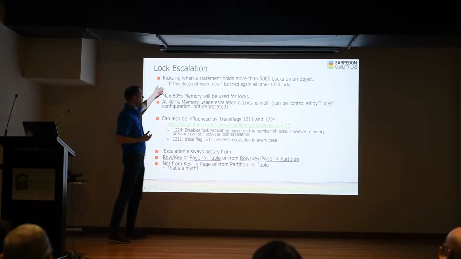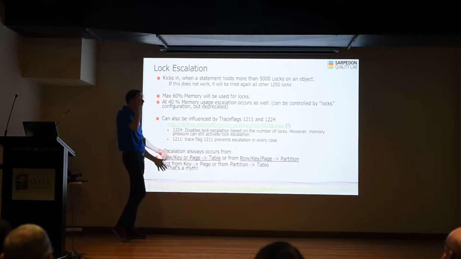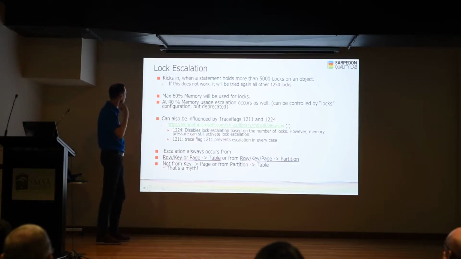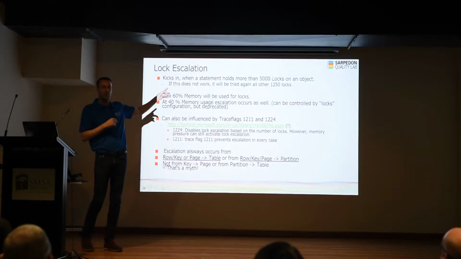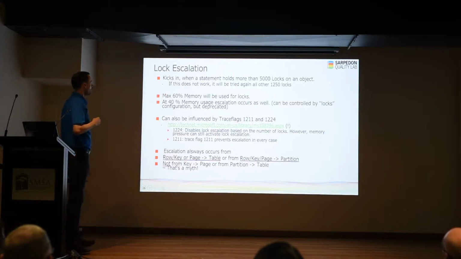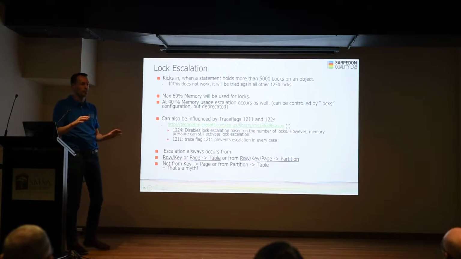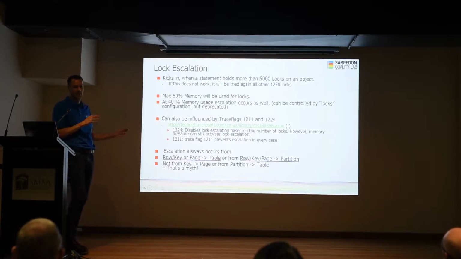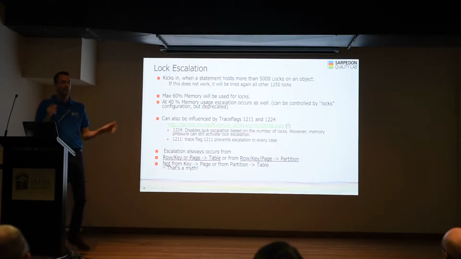So, and then it will try again if there's another 1,550, 2,050 locks. In theory. Now, in practice, nobody has ever seen 5,000 as a threshold. The minimum number of rows I've ever seen for lock escalation is around 6,000. So you can safely assume that at 5,000 you will not see lock escalation. Forget it. And if you do, please send me a picture.